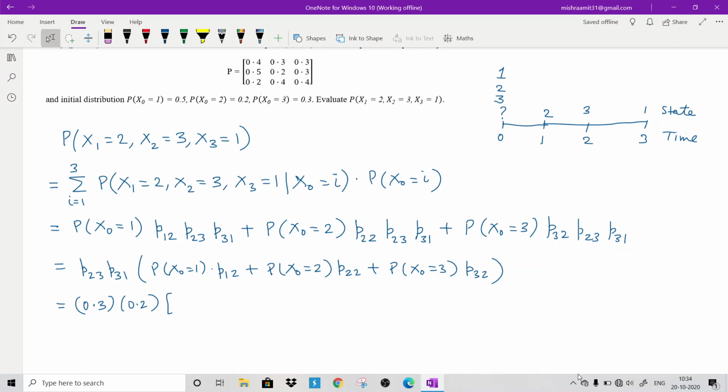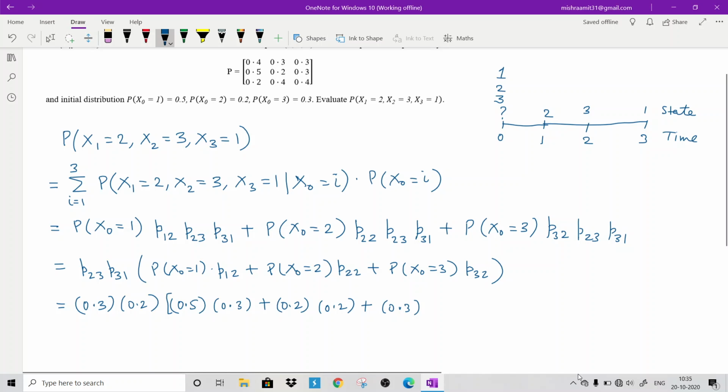And here X0 equals 1 is given as 0.5. Then 1 to 2, that is 0.3. Then X0 equals 2, this is 0.2. Then 2 to 2, that means second row, second column, so that is again 0.2. X0 equals 3 is given as 0.3. Then 3 to 2, that means third row, second column, 0.4. So what we are getting is 0.3 times 0.2 times the sum of 0.5 multiplied by 0.3, 0.2 multiplied by 0.2, and 0.3 multiplied by 0.4. If you calculate all these things, I will not calculate here, you will get 0.0186. So this is the answer to this question.